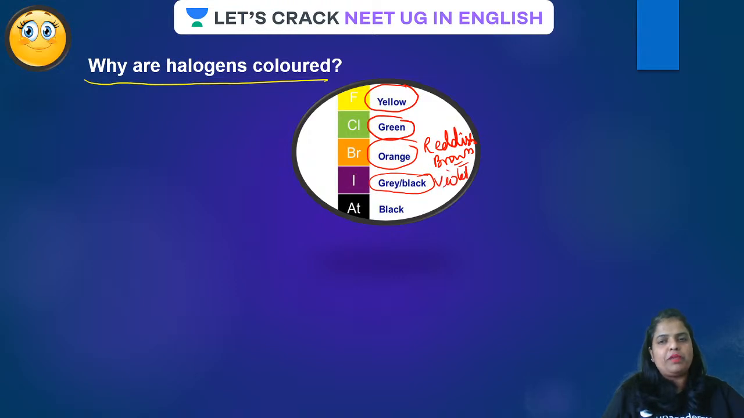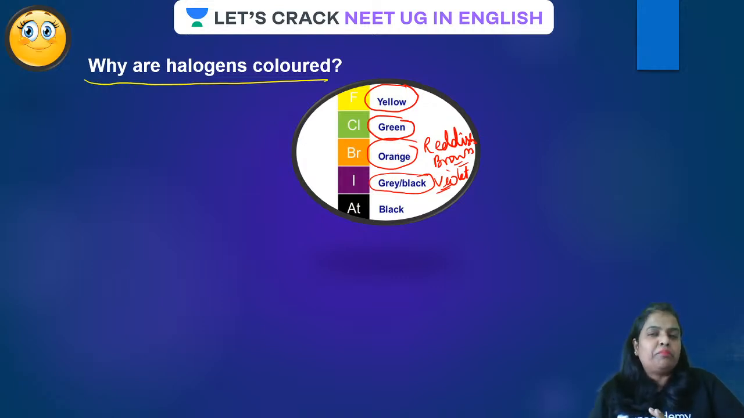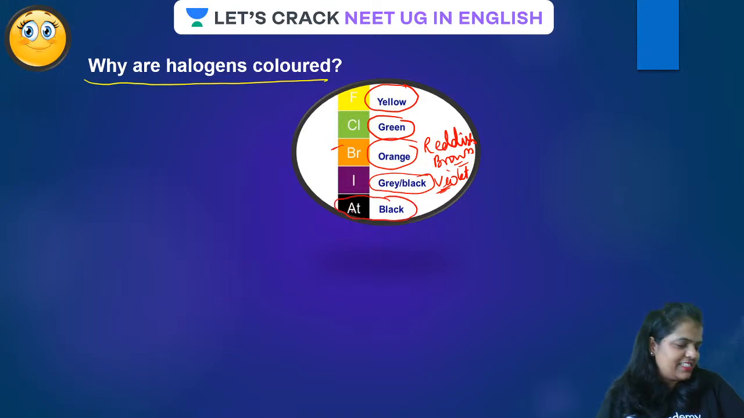Iodine is also said to be violet basically. When there is a high concentration of iodine, it looks black with a violet tinge, but lighter, or you can say iodine vapor looks violet. Is that clear? Bromine looks reddish brown. When chlorine gas is liberated, it looks pale green. Fluorine looks pale yellow. Is that clear, guys? All those who are watching, do like the video and share it.